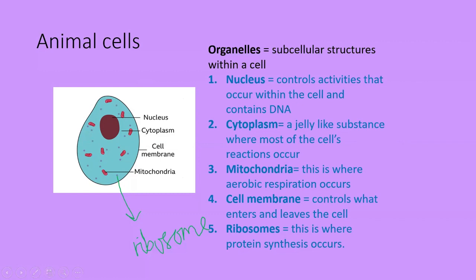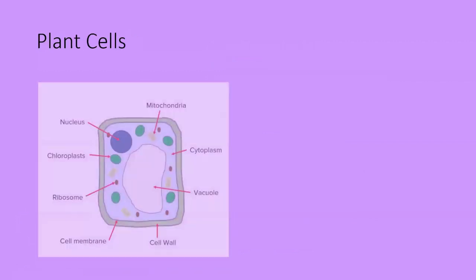Mitochondria is where aerobic respiration occurs. So remember, aerobic respiration is when we use glucose to release energy. Then the cell membrane, pretty obvious job, just lets stuff in and out. And then the ribosomes is where protein synthesis occurs. So this is where proteins are made. So I'm going to move on to plant cells.